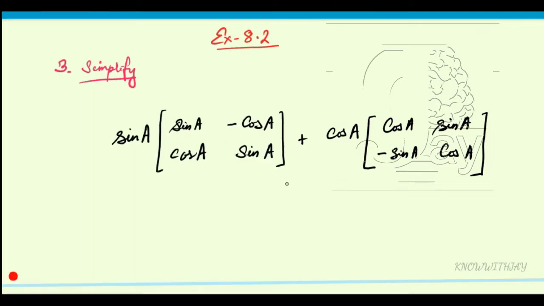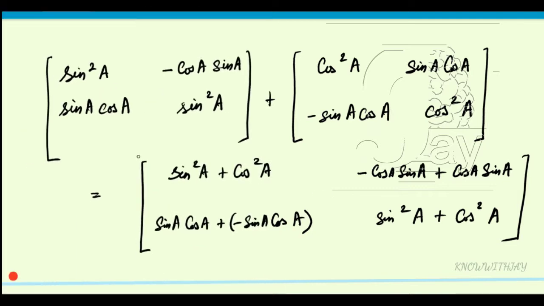Now let us apply what we have learned to these questions. Here in exercise 8.2, in this question, we want to multiply sin A with all the elements of this matrix, and we are going to multiply cos A with all the elements of the second matrix. So on multiplying, we get sin square A, because sin A into sin A is sin square A. Similarly here, with all the elements inside, we have multiplied with cos A.